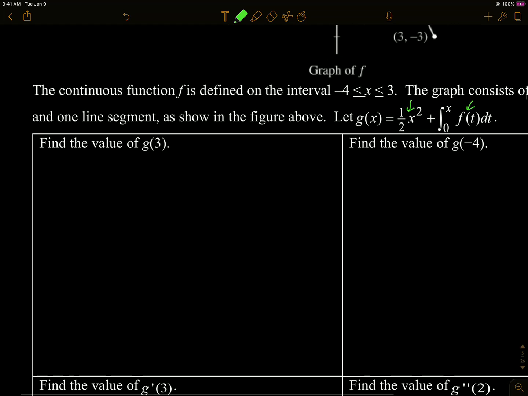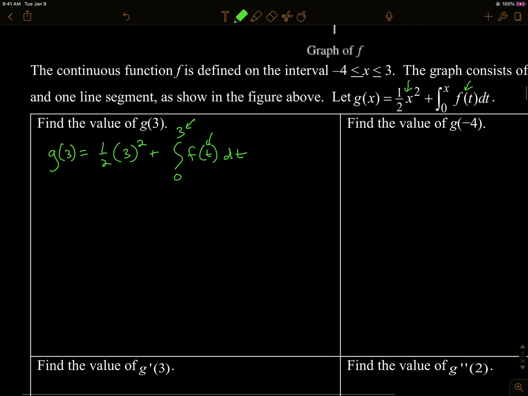All right, so first they want us to see if we can find g of 3. So that's going to be equal to 1/2, we're just plugging in 3 everywhere for x. And remember, it doesn't mean that you plug 3 in here. That's not the variable of the function g. This is the variable of function g. Now, since we have a graph of f of t, we have to use the graph to evaluate that integral. If we had the equation, we would integrate and use the equation.